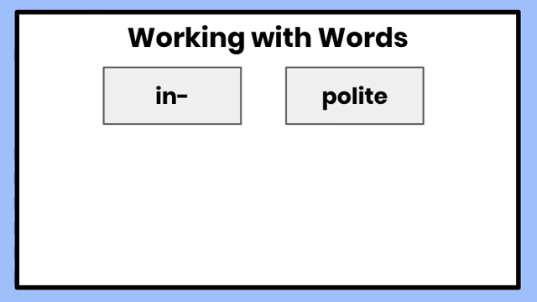The next word part we'll use is polite. Polite is our base word. And what does polite mean? Courteous, nice, well-mannered. So if I want to say someone is not polite, let's try to use our in again to read the word. Inpolite. Does that sound right? You're right, it does not sound right.